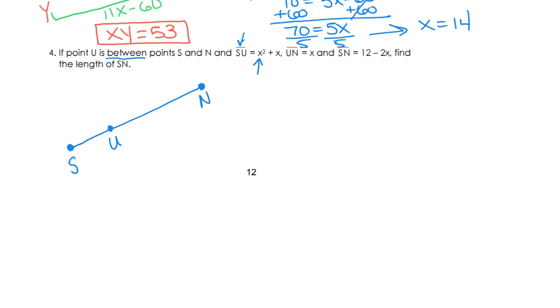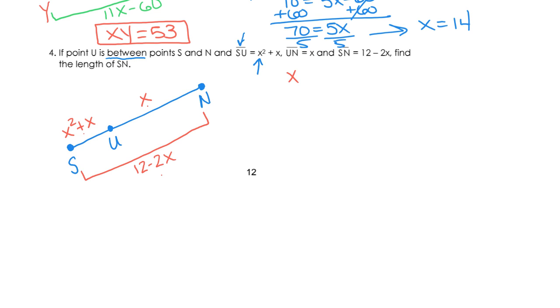Now I can go ahead and label my expressions. SU is X squared plus X, and UN is just X, and SN, the whole thing, is 12 minus 2X. And the same equation, part plus part equals the whole.